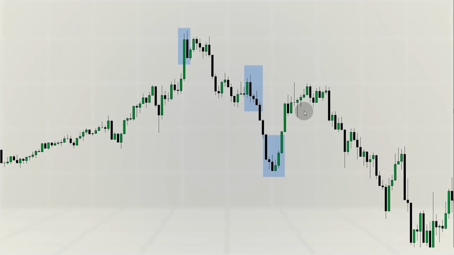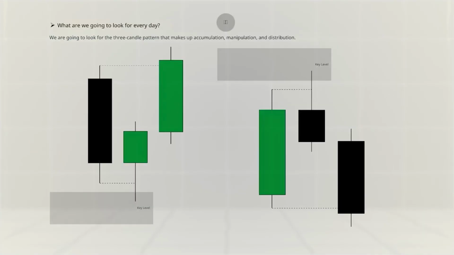Along with this, we will also apply the PO3 concept, meaning the power of three. First, the accumulation phase is formed, then the manipulation phase, and finally, the distribution phase. Therefore, you may be wondering what it is that we are going to look for every single day. Every day, what we aim to identify is the composition of a three-candle pattern, and from that, establish an expectation within it, whether it is accumulation, manipulation, or the distribution phase.